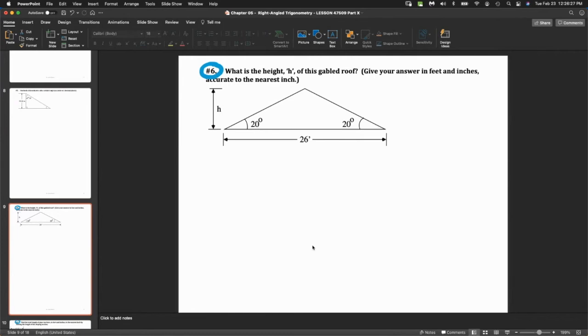So I'm pretty sure there's many people in this audience that know a lot more about roofs than I do. So that's fine with me.